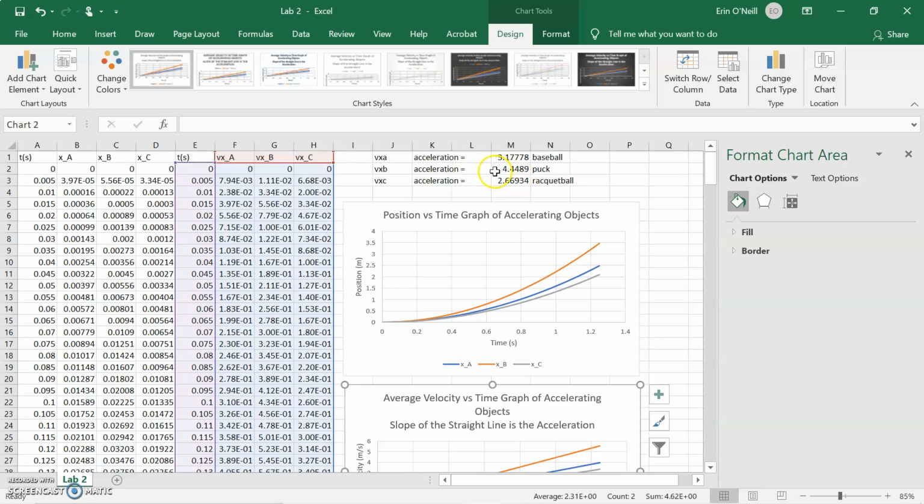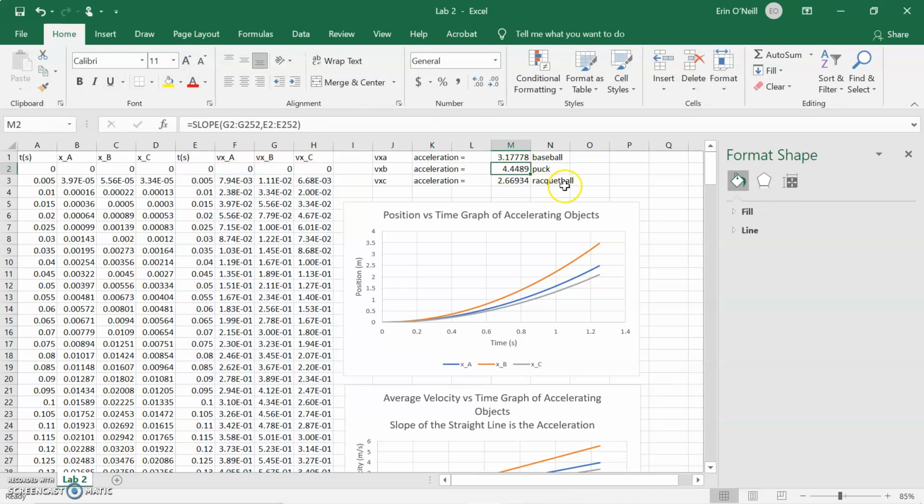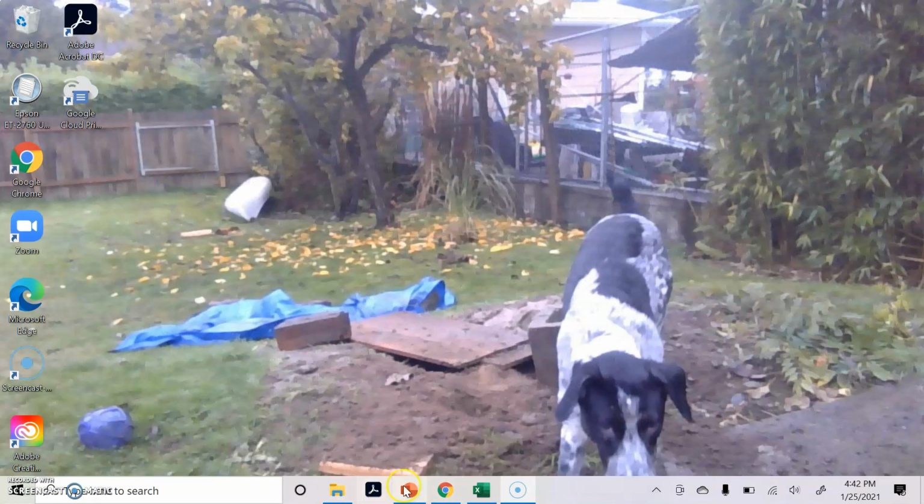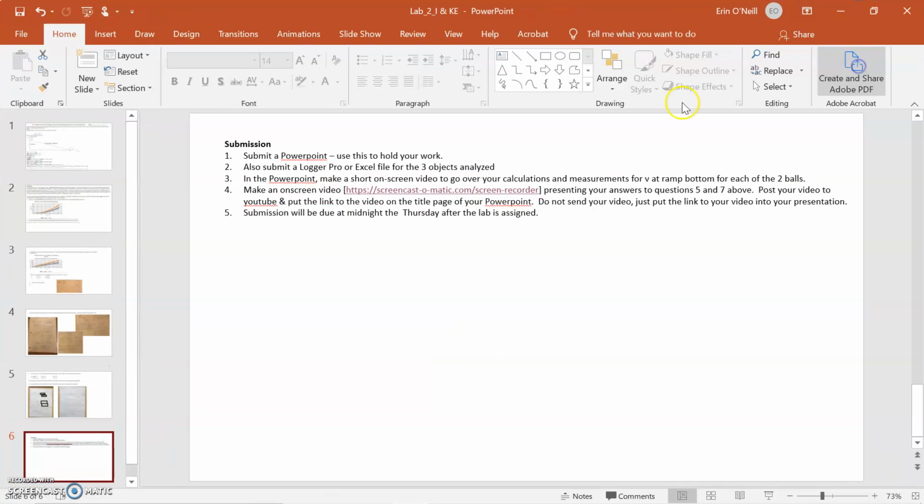because object B is the puck, which is hollow and it's not rolling, and then the next fastest is the baseball, which is also supposedly not hollow, even though I'm pretty sure baseballs are slightly hollow, but in this equation it's not hollow. And then the racquetball's the smallest, and it's also hollow, and then moves the slowest down the ramp. Okay, so that is my Excel work, and then I'll show you this guy.